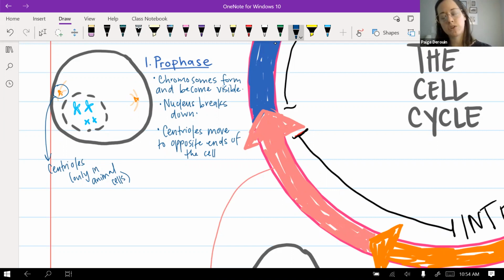And then, of course, I only drew 4 chromosomes, but in your cells, there would be 46. And the chromosomes are X-shaped now because they went through synthesis and they copied themselves. All right. After this happens, we can move on to the next step, which is metaphase.